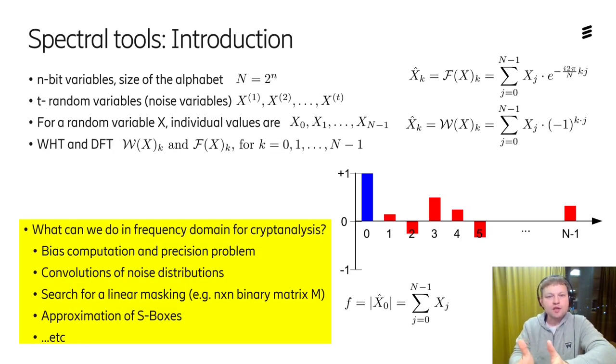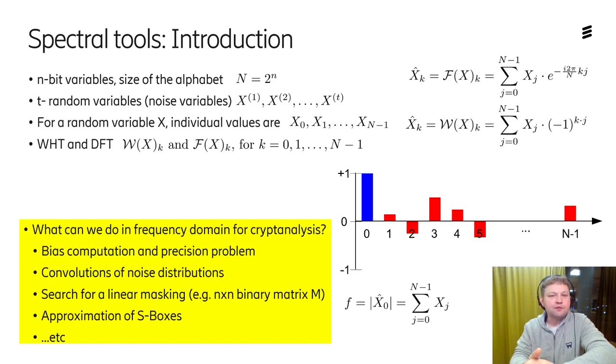In cryptanalysis, we often have to deal with multidimensional expressions for noise variables. It is fair to say that multidimensional approximations give larger biases than binary approximations just because a multidimensional distribution contains more information than just a single bit of it. So assume we have an n-bit alphabet, like 32-bit alphabet, for example, and we have t random variables x1, x2, and so on. An n-bit distribution table of a random variable x can be converted to the frequency domain by using either DFT or Walsh-Hadamard transform, depending on operations that we will later want to do with that spectrum.